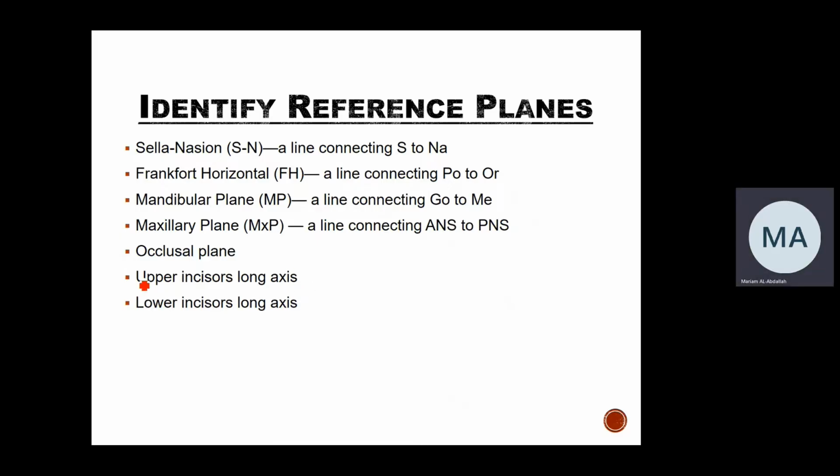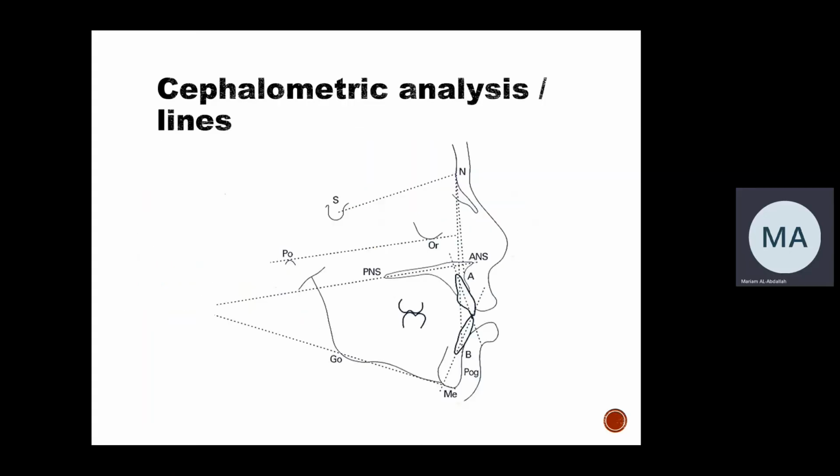The upper incisor long axis is a line that connects the upper incisal edge with the upper incisal apex. The lower incisor long axis is the line that connects the lower incisal edge to the lower incisal apex. So these are the most important 7 lines that we need to construct after we identify our points. Again, you need to extend these lines as long as possible because they should meet, and then you measure certain angles in between.